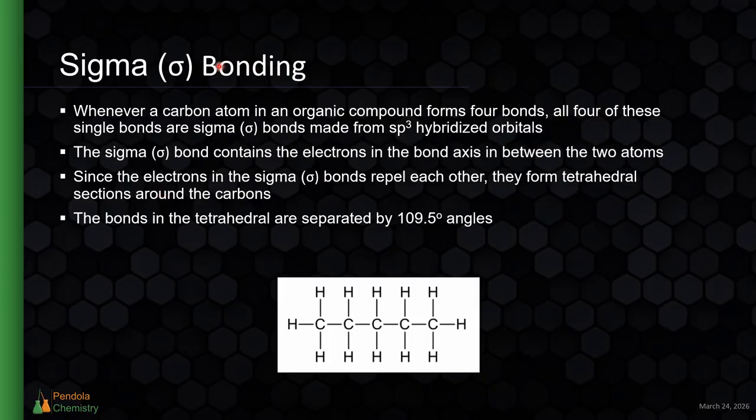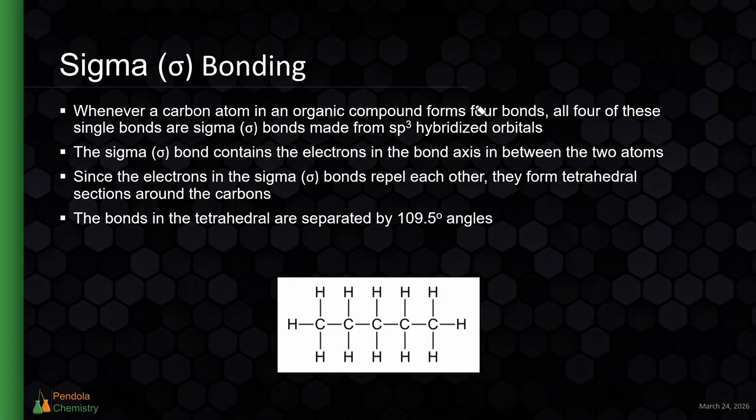Sigma bonding in an organic compound is going to happen whenever we have single bonds, as well as one of the multiple bonds. So one of the 2 bonds in double bonds, or one of the 3 bonds in triple bonds, are going to be sigma bonds. If you remember, whenever a carbon has 4 sigma bonds, that's going to result in sp3 hybridization.